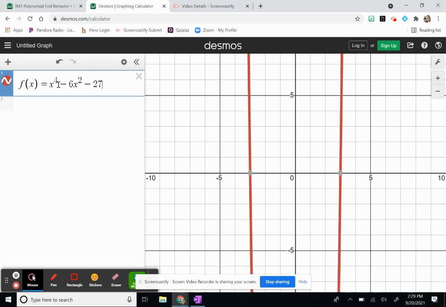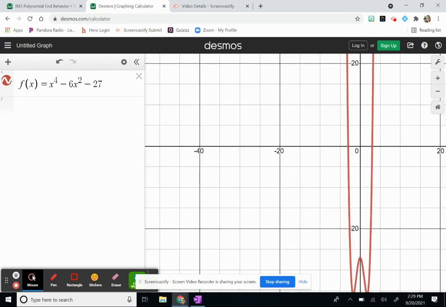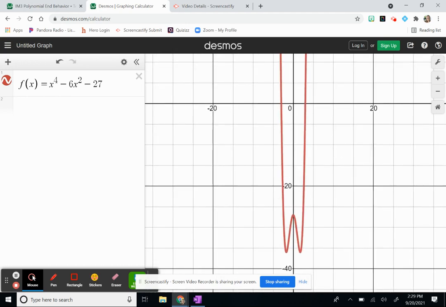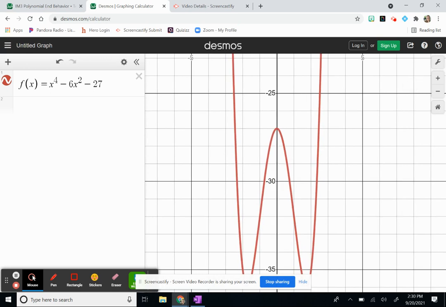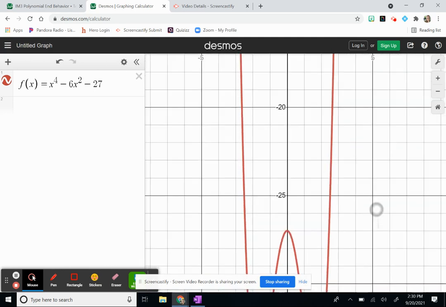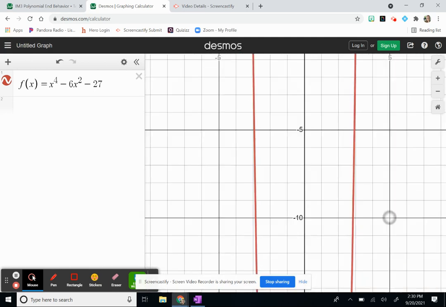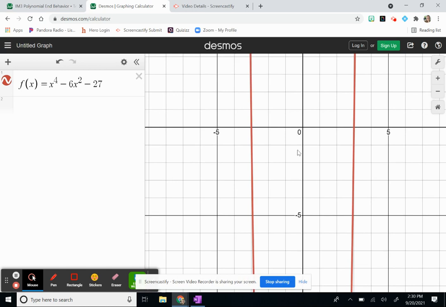Just the intercept, not the coordinate. I'm going to zoom out so I can get an idea of what this graph looks like more thoroughly. When I zoom out, I get this W shape, but I want to know where my intercepts are. When I zoom in down here, I've got a y-intercept at negative 27, and x-intercepts, it looks like 3 and negative 3.